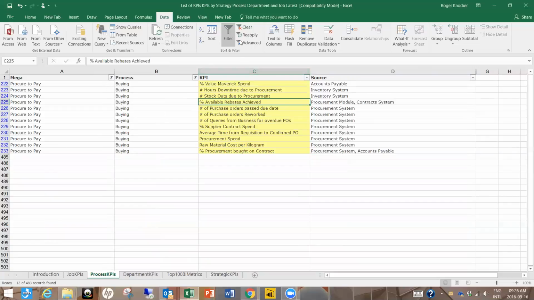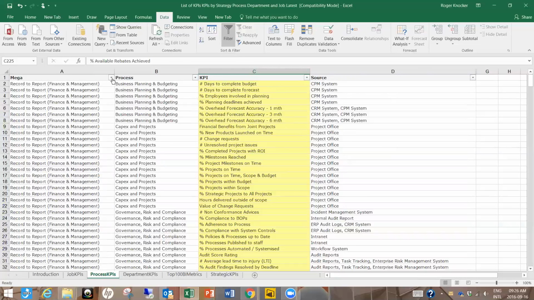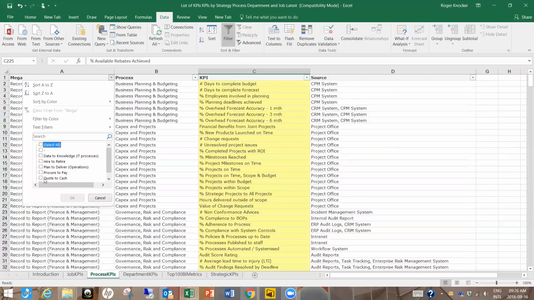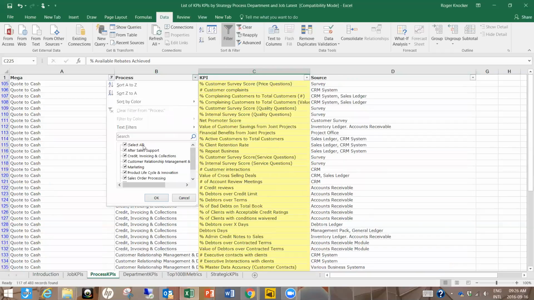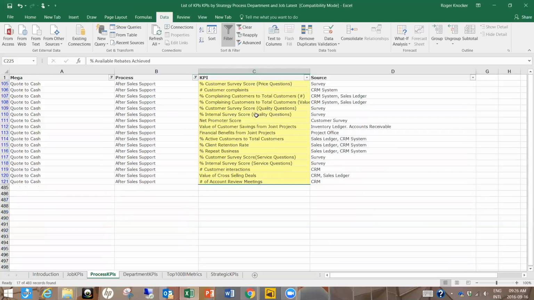So again, I will just clear that selection. And maybe I want to see something around quote to cash. There's only about five or six of these mega processes. So you can find something about after sales support. And there's a handful of KPIs there. So these are really just ideas of KPIs that you can use. There's no definitions or any automation here, but it's really just to trigger some thoughts in your own mind, and you want to maybe triangulate that with what you know already in your business.